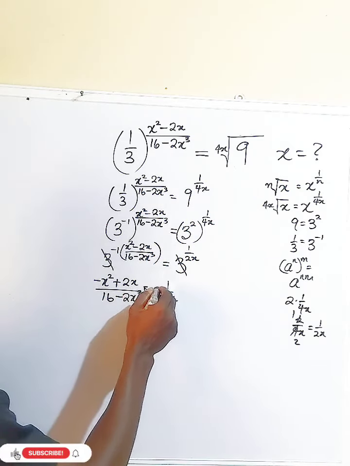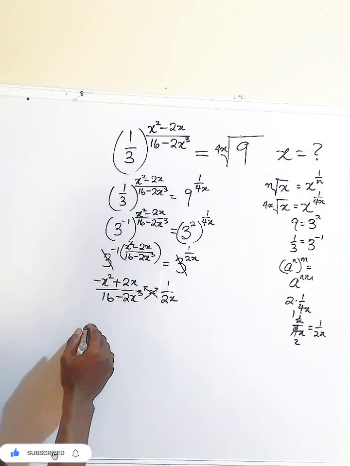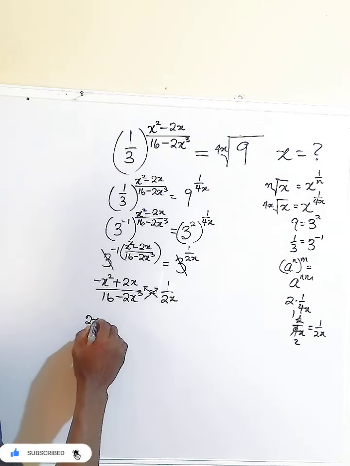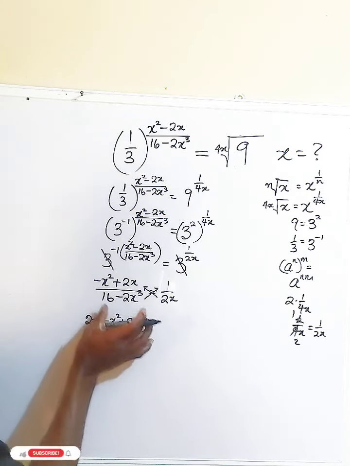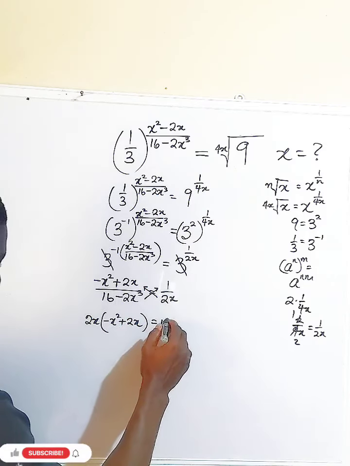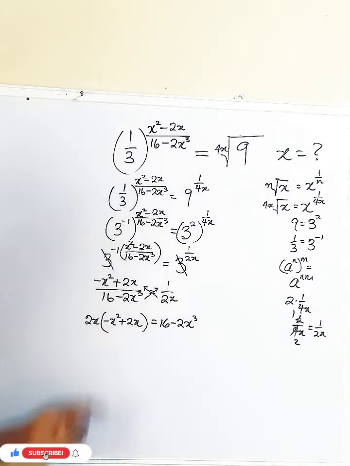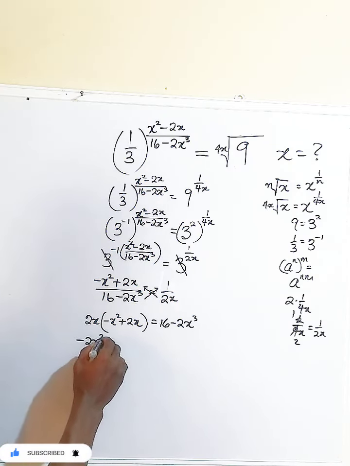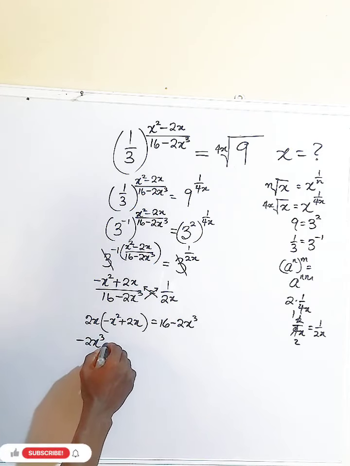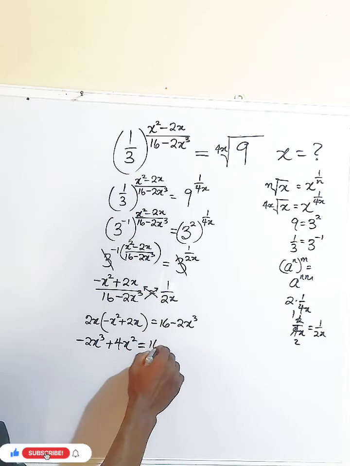By cross multiplying, 2x multiplies the numerator here at the left hand side. So here we have 2x into (−x² + 2x), then the denominator multiplied by 1, we have (16 − 2x)³. Now when we open the bracket here, we have minus 2x raised to the power 3, then plus 4x raised to the power 2, then equals 16 minus what?